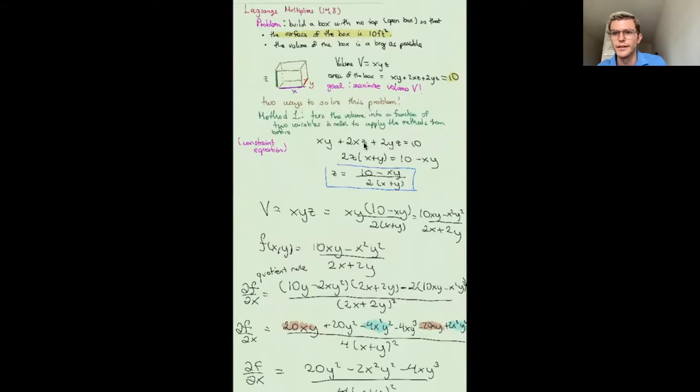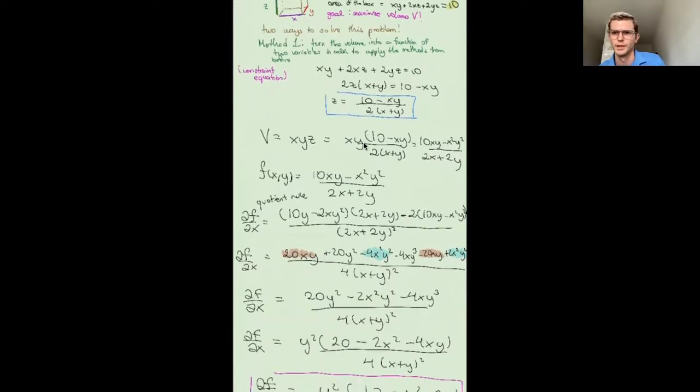So finding the max or min of the function is no longer as simple as just finding where the partial derivatives are 0, if you're taking just the partial derivatives with respect to all 3 variables, because the 3 variables are not independent of one another. Is that making sense?